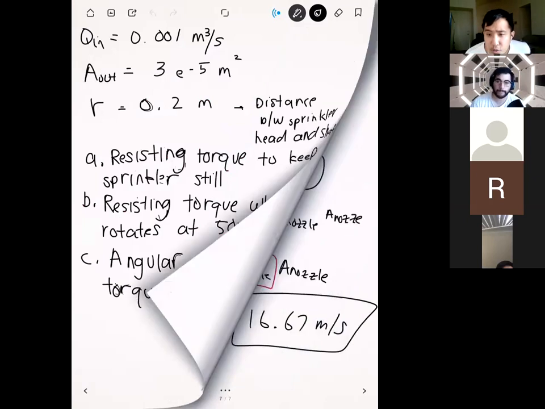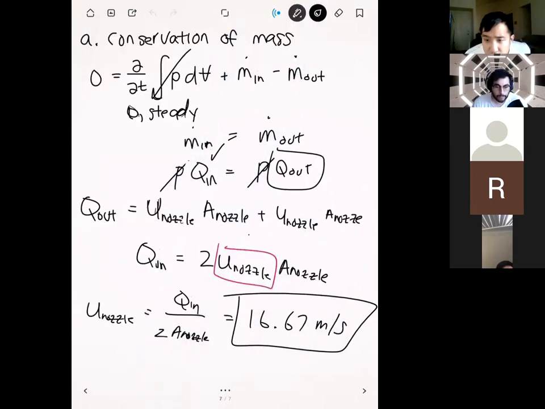So the question is, why not M out minus M in for conservation of mass? Oh yes, thank you. That was a typo on my part. It should be M out minus M in. Absolutely right.